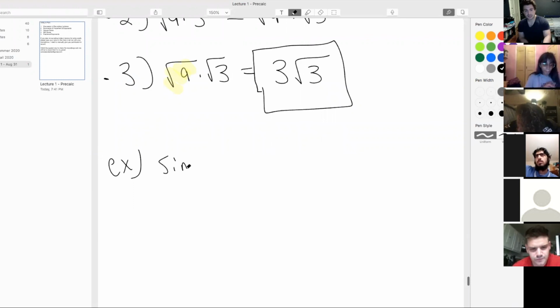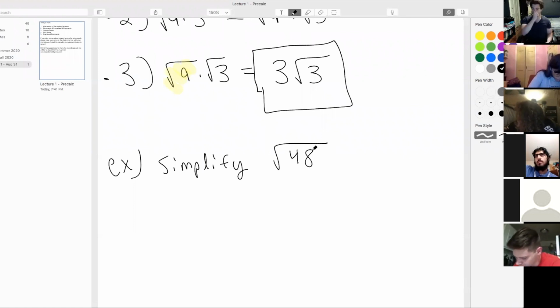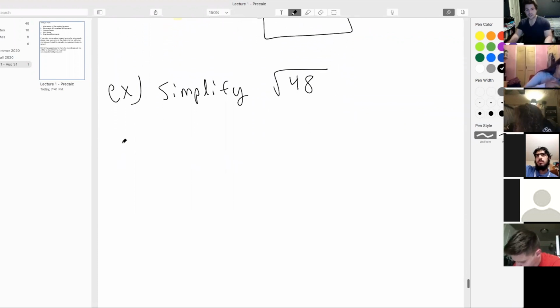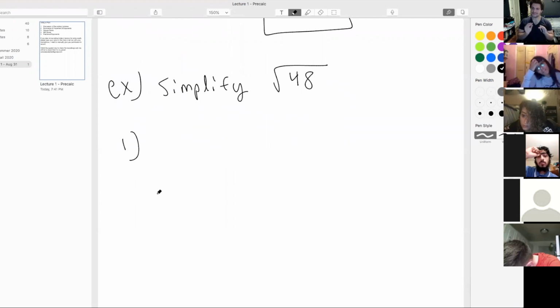Let's simplify the square root of 48. Really what we need to do here is factor a perfect square from 48. That's probably the only part of this that takes a little bit of thinking. We need to think how we can rewrite 48 as a perfect square times some other number. But that's not that bad.